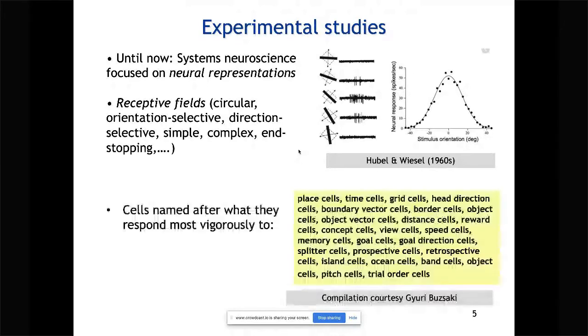For example, I just got this compilation from Yuri Buzsaki about the different kinds of cells that have been named, and I think most of them are actually from the hippocampal formation. So there are all these neural representation cells which have been found, but they have maybe inspired some of these algorithmic and computational models, but the link is not very clear.